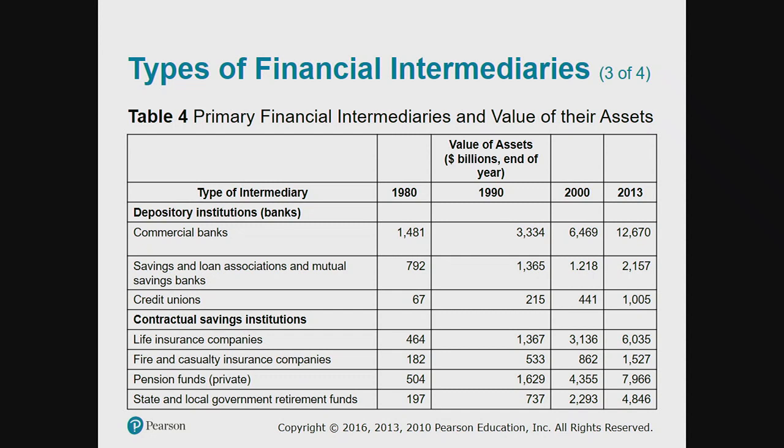And this just shows the value of the assets of these different financial intermediaries, so you can see their relative size. Like credit unions, I guess they're basically $1 trillion of assets. Commercial banks have 12 trillion. So you can see the relative size. There are far more commercial banks than credit unions out there.